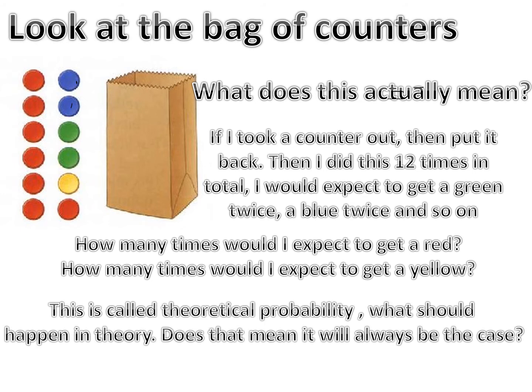So this is called theoretical probability. When we look at this and whatever information we have, and we are creating or calculating a probability, we call it theoretical probability. But what should happen in theory, actually, does that mean it will always be the case?